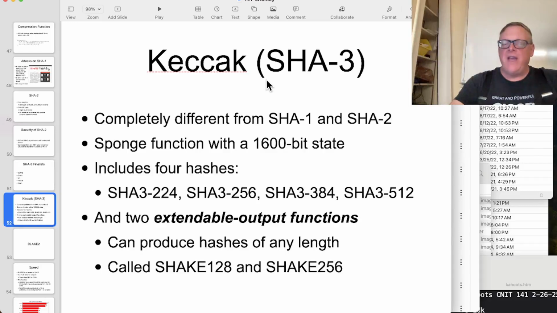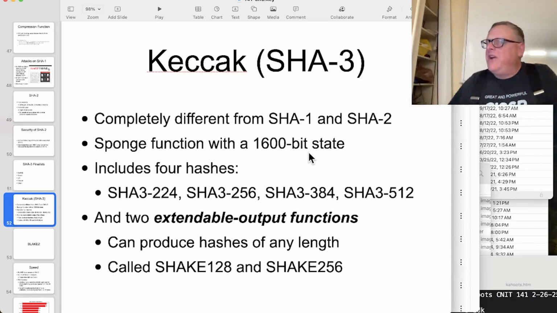And the one that won was Keccak. So completely different, it uses a sponge function. The internal state is 1600 bits. And as you saw, you insert the message in the absorbing phase, and then you squeeze out just some of the bits to make the output. So you have 1600 bits internally, but then you can squeeze out different lengths at the end.